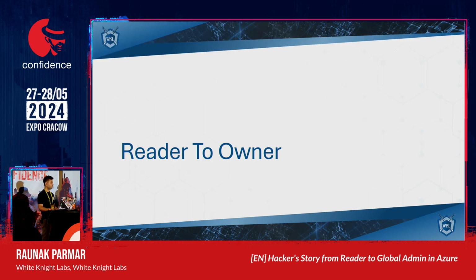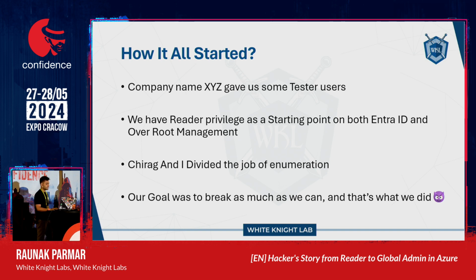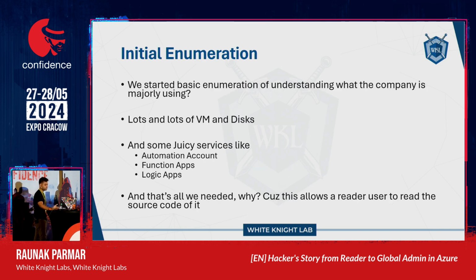Since I have a lot of slides and topics, I will not go too technical. I will just give a quick overview of how and what happened. A company named XYZ gave us some tester users, and we had basic reader permissions over Entra ID and the Azure root management group, which basically gives you reader roles over all the subscriptions that the Azure tenant has. Me and Chirag divided our enumeration jobs and did our own personal enumerations. The main motive was to break as much as we could, and that's what we did. We broke a lot of stuff.